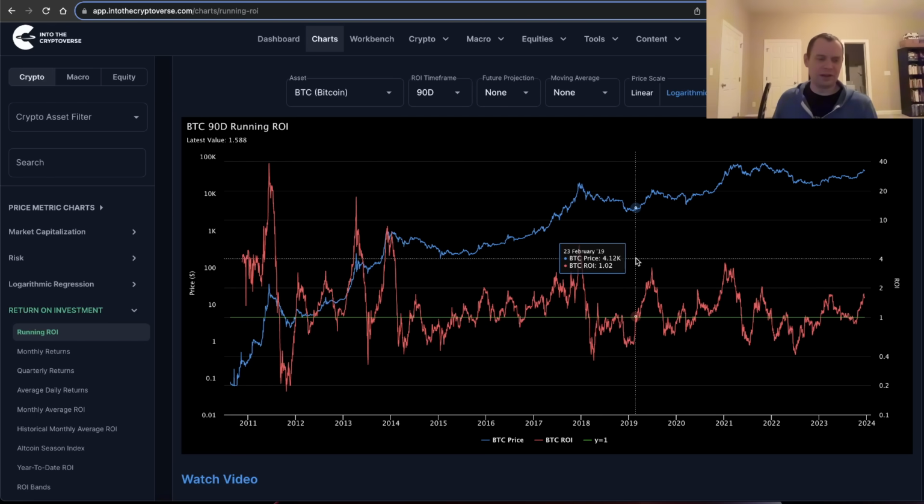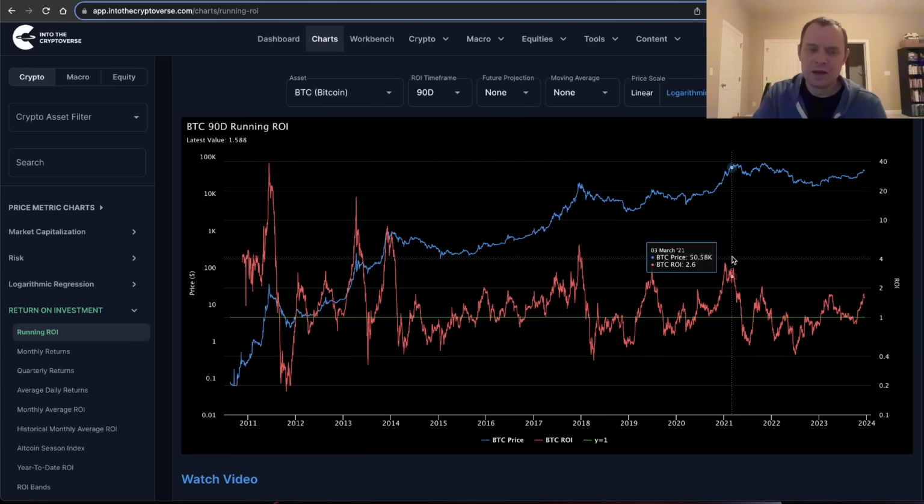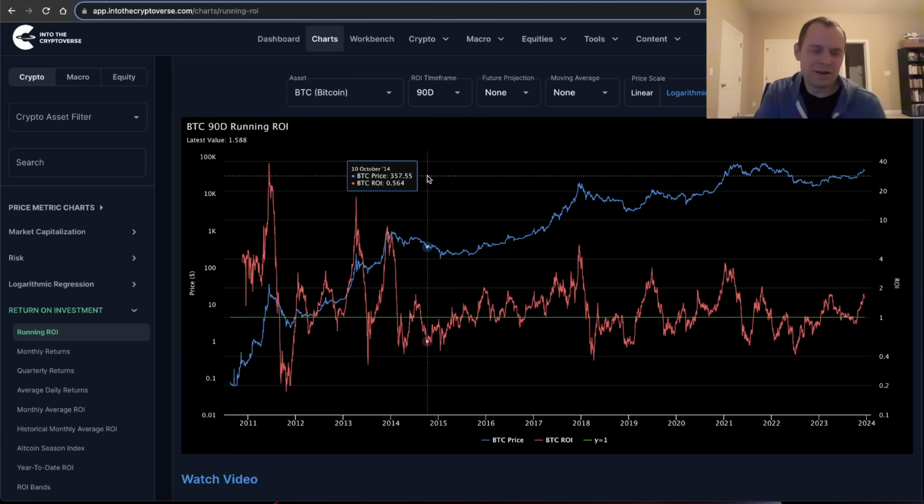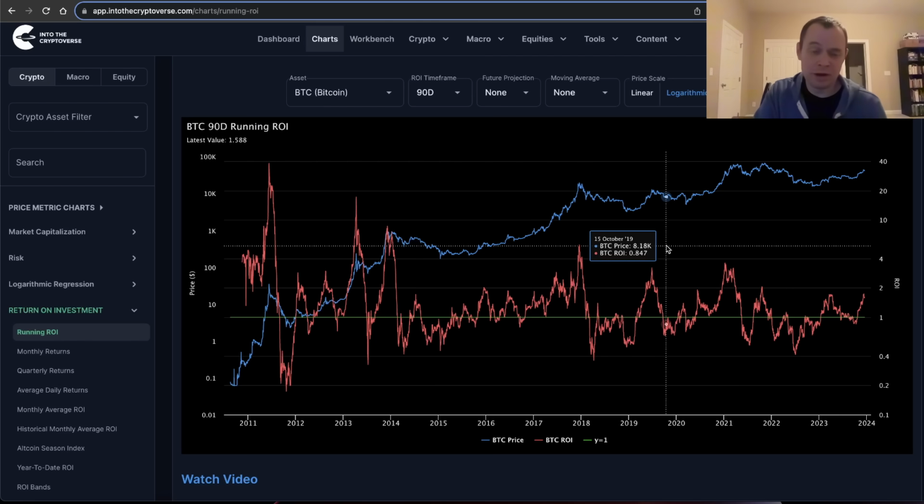I do think that looking at the running 1 year ROI is interesting, and can give insight into the market that maybe we weren't otherwise aware of.